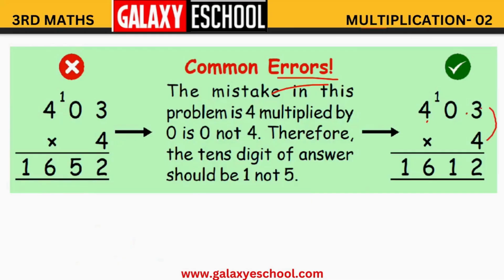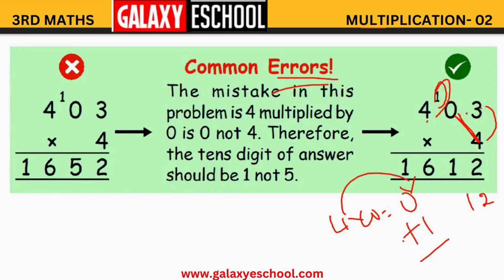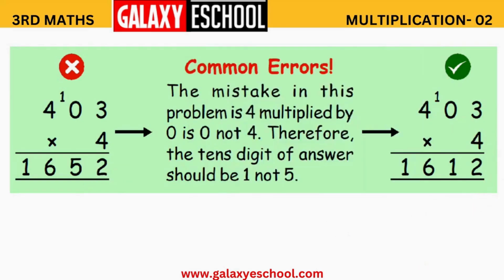403 into 4. 4 threes are 12. 1 carried. 4 zeros are 0. Remember children, 4 zeros are 0. Okay, 4 zeros are 0 plus 1 that is being carried. 0 plus 1 becomes 1. And then lastly 4 fours are 16. So 1612 is the correct product but not 1652. Understood this common error children?